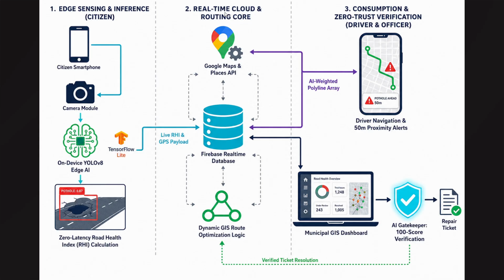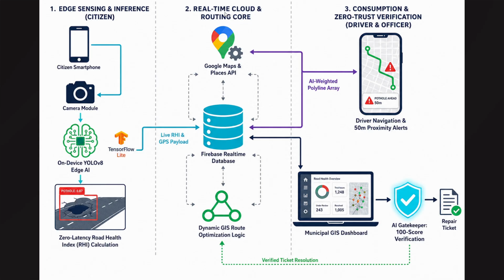It detects the damage. See here, it caught a pothole at 0.87 confidence. Then it calculates the road health index with zero latency. Right here on the phone, nothing goes out until we already have the result. The second stage is the real-time cloud and routing core.